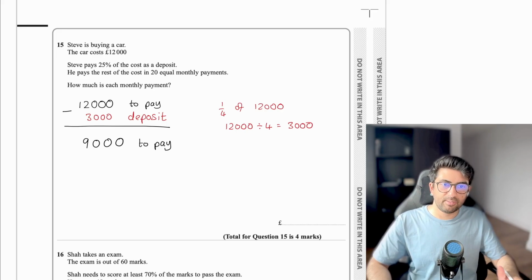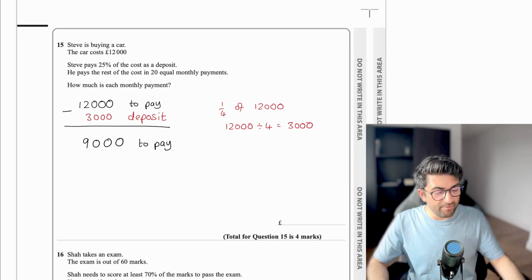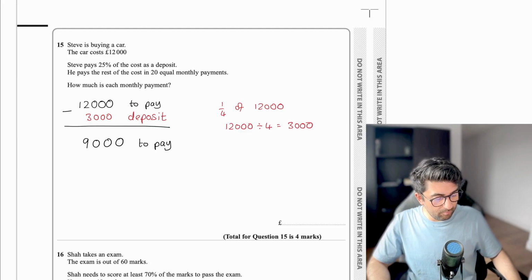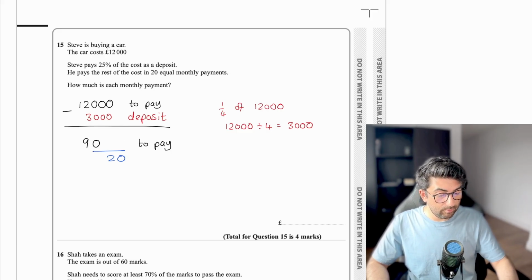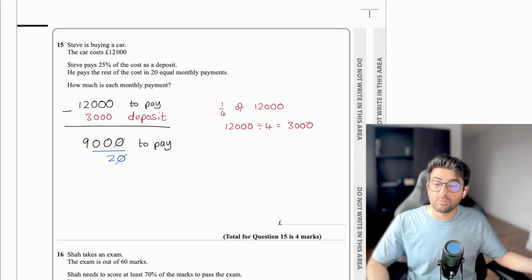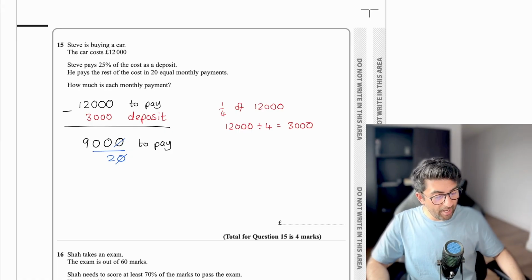He's going to pay that in 20 monthly payments, and each month is going to be equal. So he's got to divide that into 20 months. That's a division. So we're going to divide 9,000 by 20. I'm going to simplify this first so I can divide both of these by 10. So it's 900 divided by 2. I know 900 divided by 2 is 450. So every month he needs to pay £450 per month.